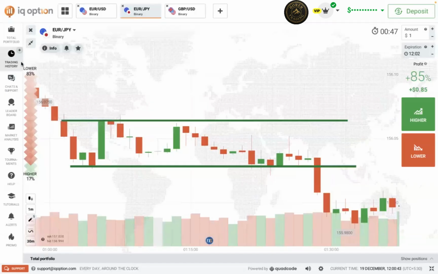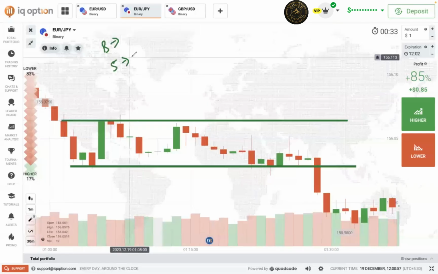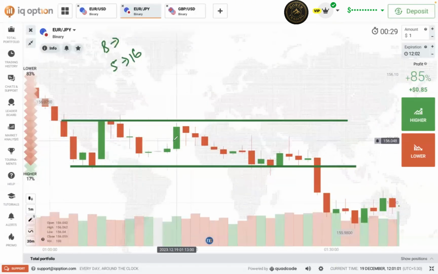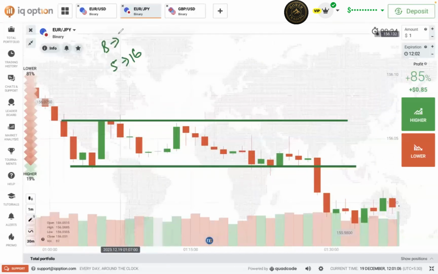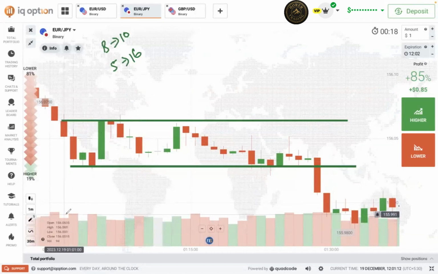Let us count very quickly the number of candles: 1, 2, 3, 4, 5, 6, 7, 8, 9, 10, 11, 12, 13, 14, 16. We have 16 sellers. Buyers: 1, 2, 3, 4, 5, 6, 7, 8, 9, 10. We have 10 buyers. So in number of candles, sellers are more. Let us see the volume.